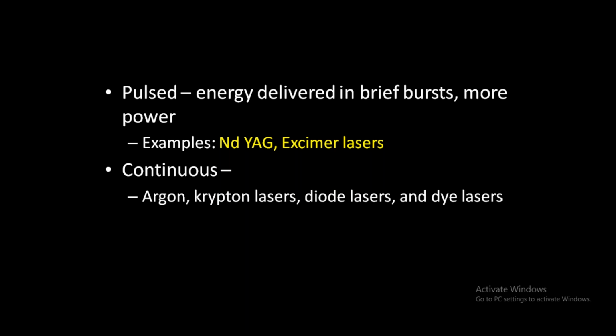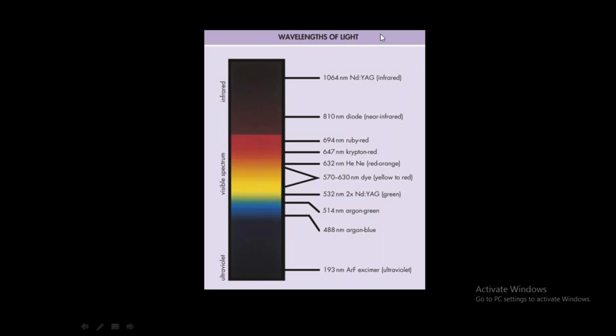So argon laser, krypton laser, diode lasers and dye lasers are such examples for the same. Now if you see the wavelength of the light, this is the visible spectrum, what we call the visible light. You can see here the colors of the laser depend upon the spectrum where they exactly are present.